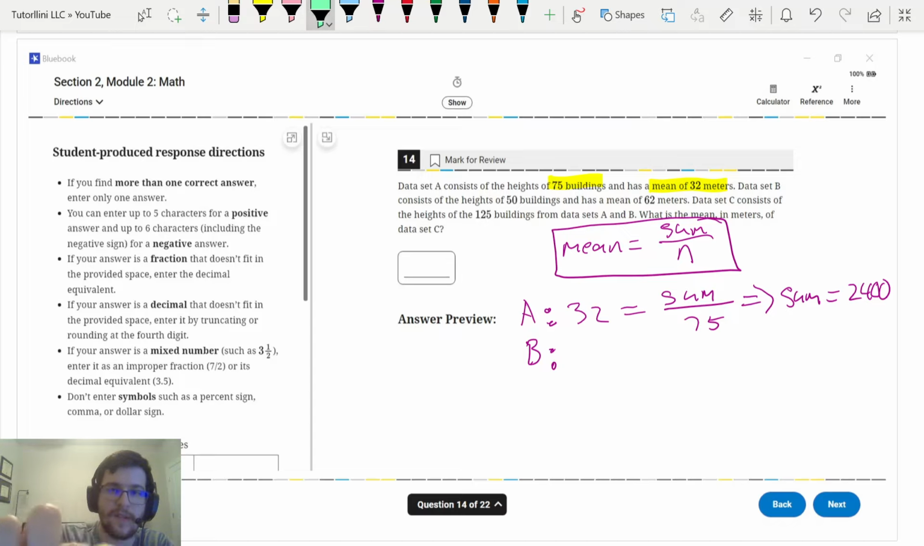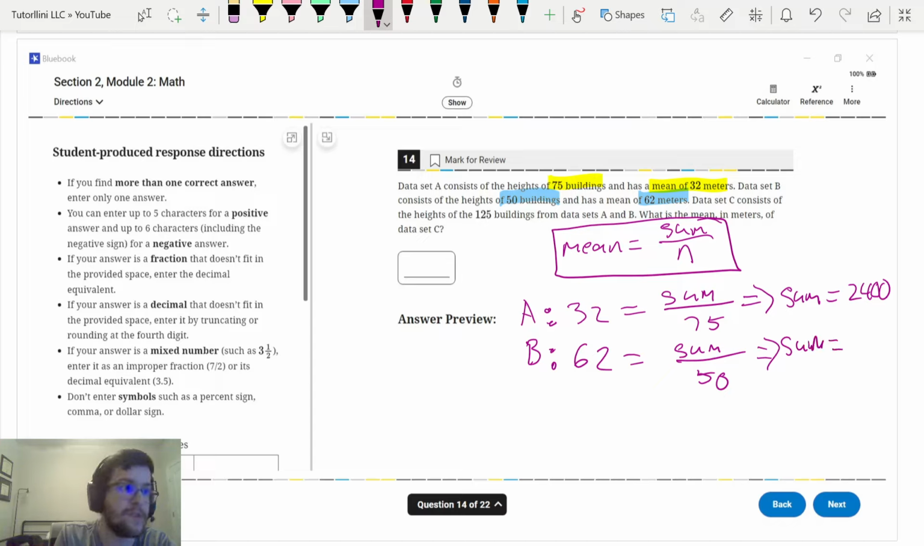For B, they tell us the mean is 62. They don't tell us the sum, but they tell us that there's 50 buildings. So if you multiply both sides by 50, you should get that the sum is equal to 3100. Now for C, the mean is sum divided by n. So there's 125 buildings, so the bottom is 125.